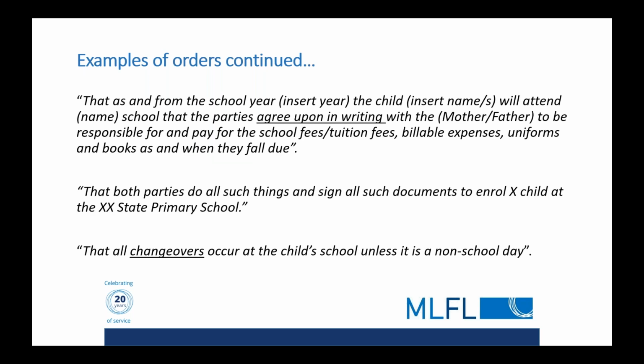I spoke a little earlier about when one party does obtain an order to make a decision about a school, or where both parties need to make that decision, or the court orders that a child attend a certain school. What that will look like is that both parties do all such things and sign all such documents to enrol X at X state primary school.